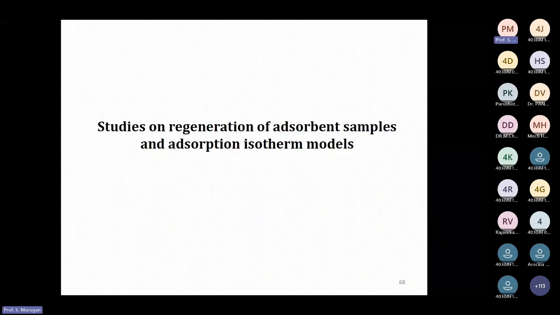And of course, we also studied the regeneration characteristics of the adsorbent samples we took for the study. What is regeneration? Once I pack this activated carbon, I use it for some time. Again, that activated sample is cleaned, and whatever CO2 was adsorbed by that sample will be removed, and then again I can use it. That's called regeneration. That kind of regeneration study we also did, and adsorption isotherm models we also studied.